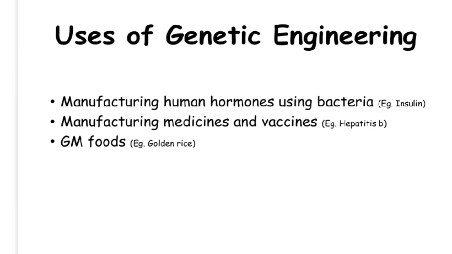Other examples of genetically modified crops include cotton plants that are resistant to pests, maize that is resistant to pests, bananas that are resistant to disease, and also bananas that contain more nutrients. Finally, tomatoes that are frost resistant.